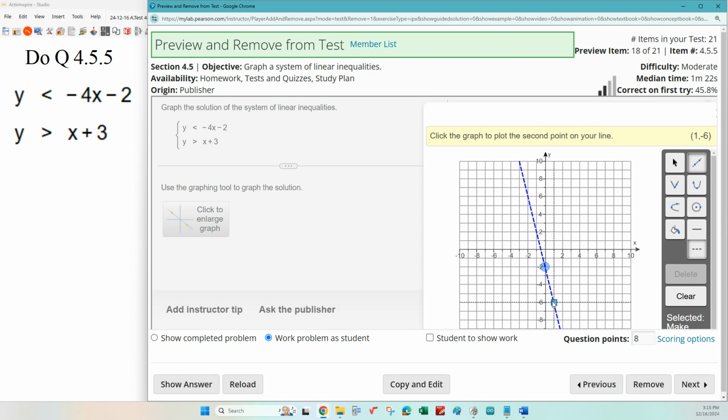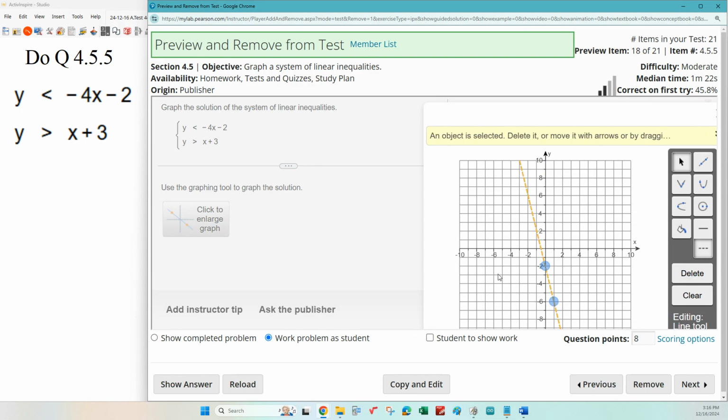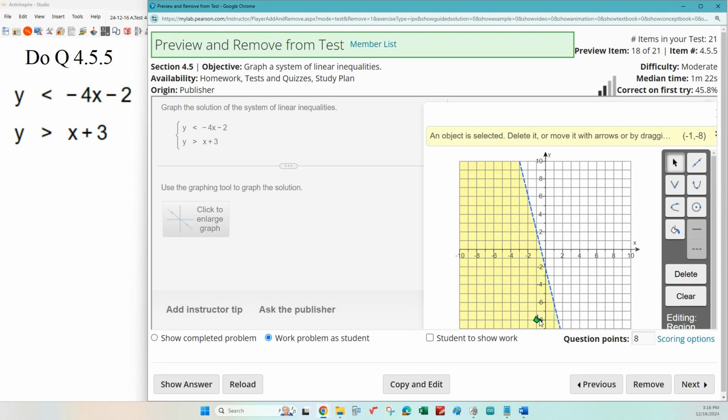Down 4, right 1. Now, Daisy, am I going to shade above or below the boundary line on the first inequality? Below. Good. How come? Y is less than my boundary line, which means I'm going below. So I would grab my paint bucket and put it below somewhere. Everybody good? Okay. On to the next part.